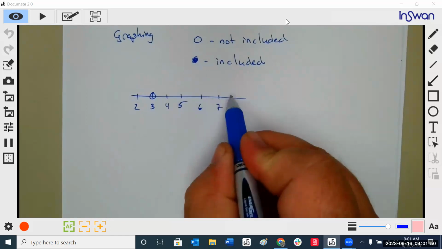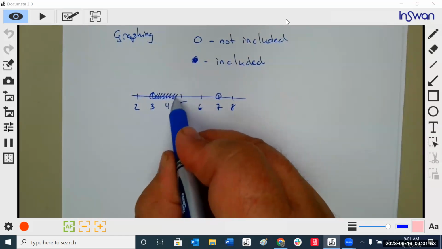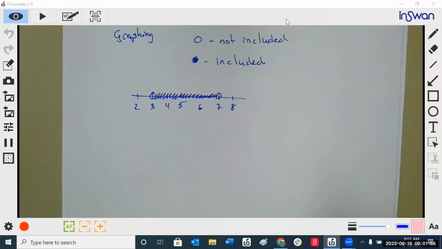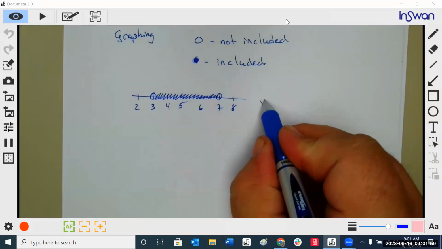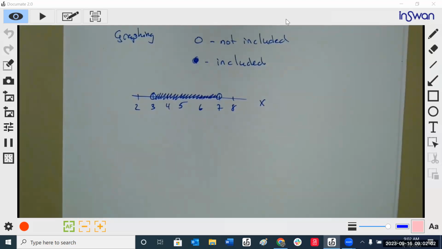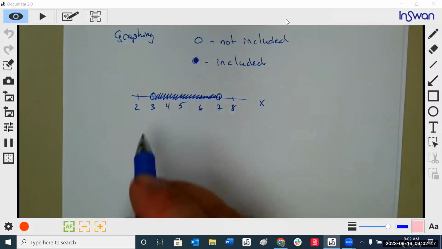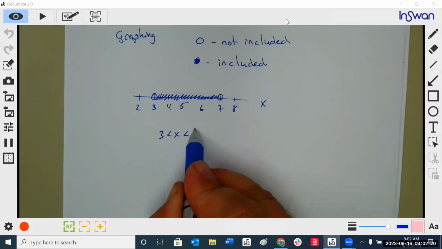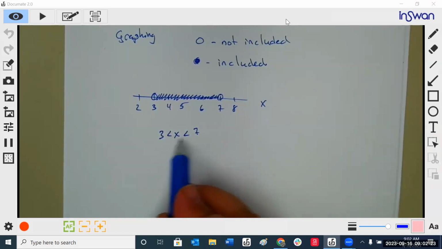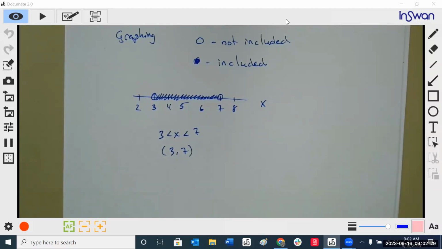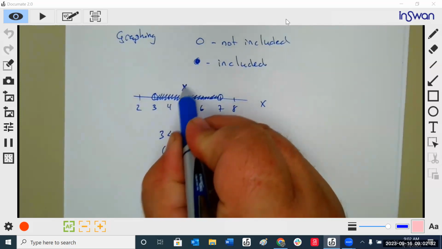It's the shaded region that we include. And it's a horizontal axis. Remember, horizontal axis is always X's. If we had vertical, it'd be Y. So how would you read this? 3 is less than X, which is less than 7. Since I can't use the endpoints 3 and 7, it's everything in between. So all this stuff is X.